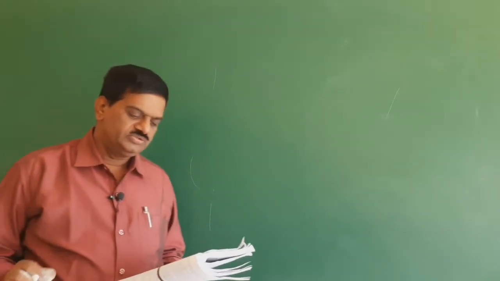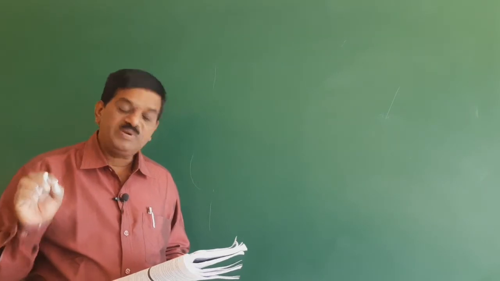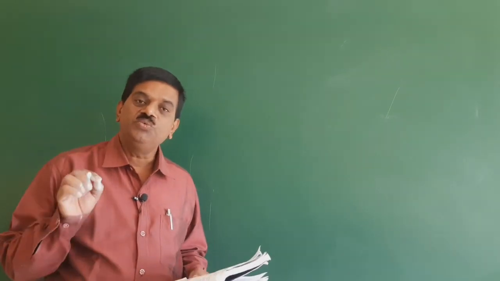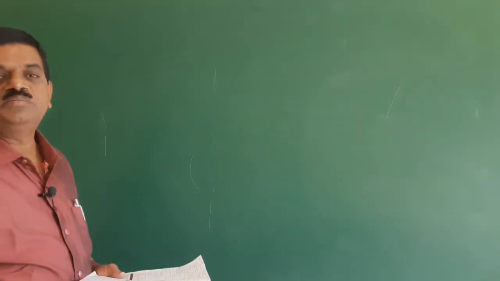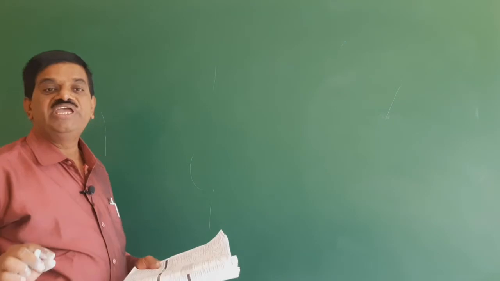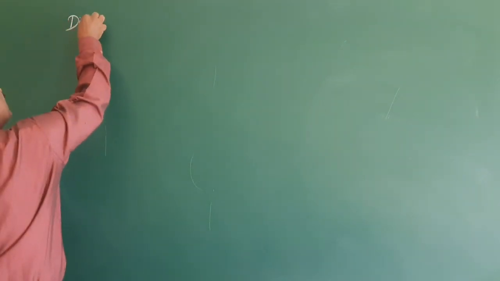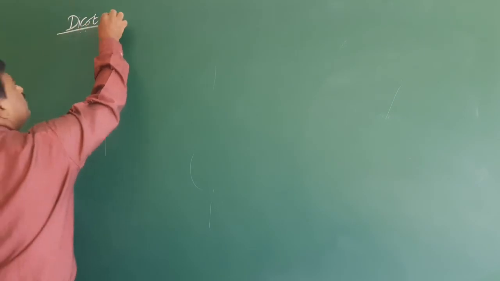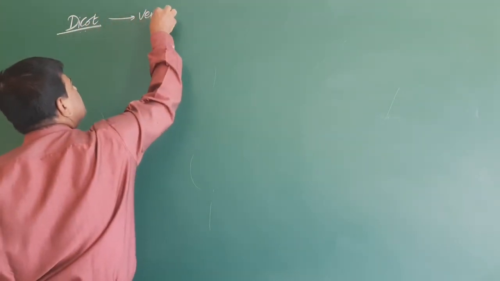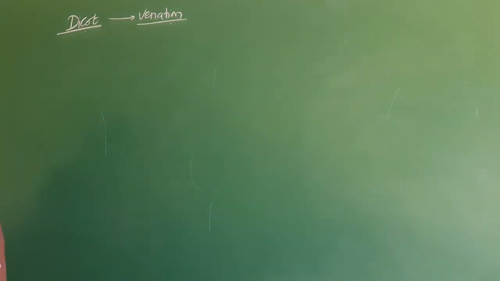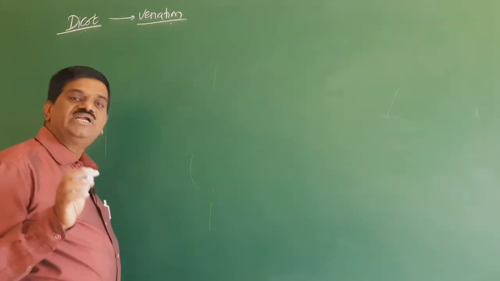Leaves of dicotyledonous plants generally possess which type of venation? So here the word venation is nothing but arrangement of veins and veinlets. So here we mention a word dicot. So dicotyledon, the venation is always in the form of a network.